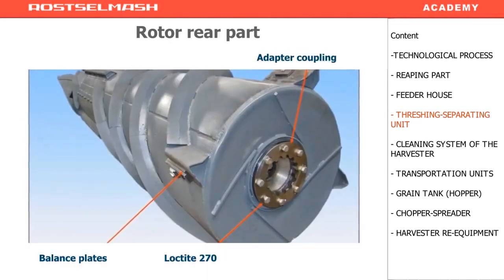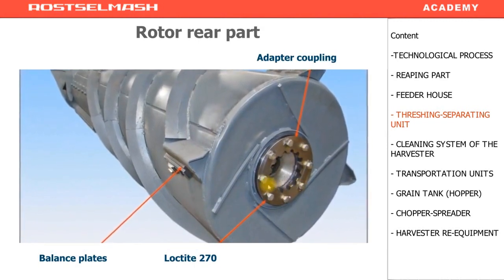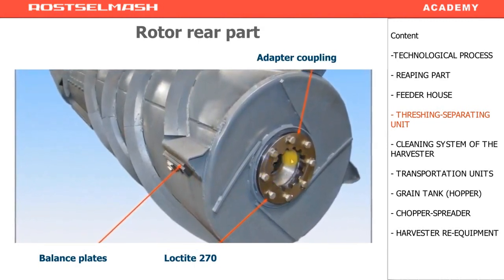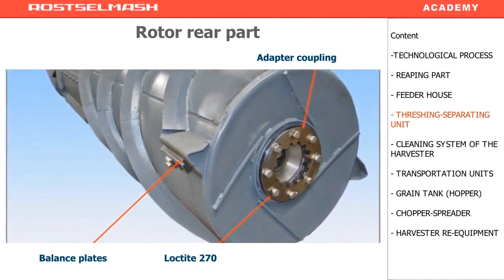The back end of the rotor. It has an adapter coupling. The reduction gear of the rotor drive is connected here. The balancing plates are located in this part as well.